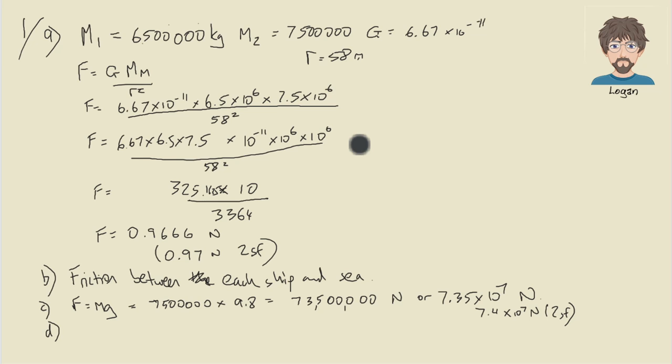And part D. What other force acts to prevent the gravitational force from causing the ship to move toward the centre of the Earth? Well, what supports the ship? And this is buoyancy, the force due to displacement of water.